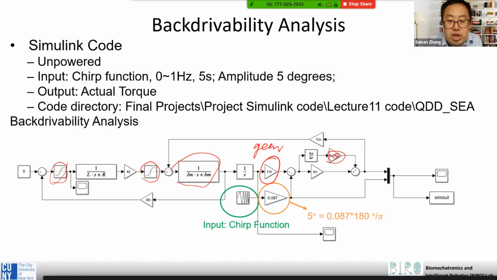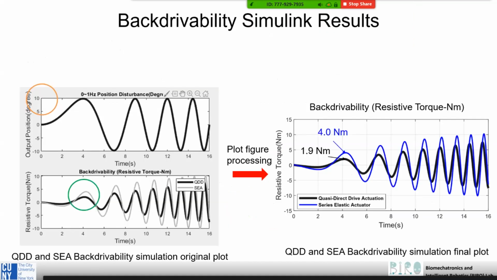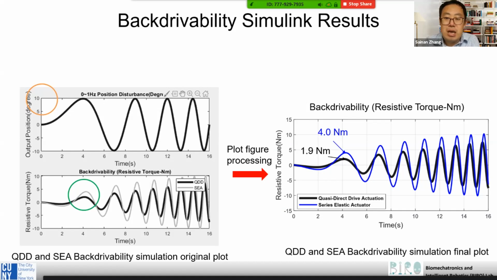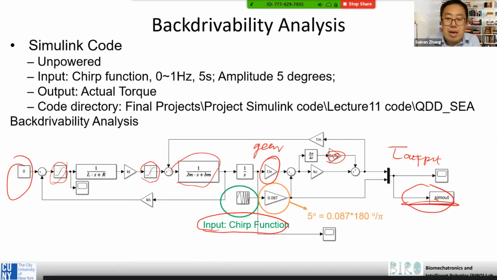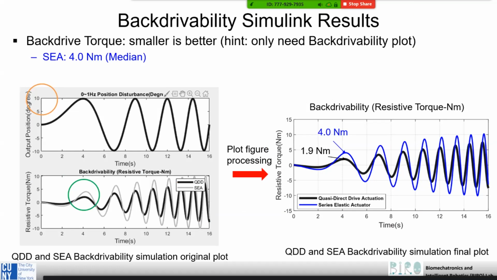Again, in this case, we change the input here. This is a human motion. You move back and forth, and we change this to 0. Everything is done in Simulink. This is the output torque. In this way you get this kind of plot from this terminal, and essentially you will see that, hopefully, the SEA has a higher resistance, and the QDD has a lower resistive torque.